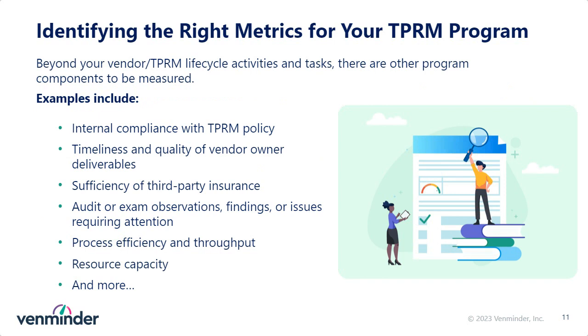Now, starting off with the activities in the life cycle is great, but there may be other things we want to consider as well. So maybe we want to think about internal compliance or the timeliness and quality of those vendor owner deliverables. Maybe we want to consider how efficient our processes are and what our throughput is. How good is our resource capacity? So all of these things might be other indicators of how healthy our program is as well.